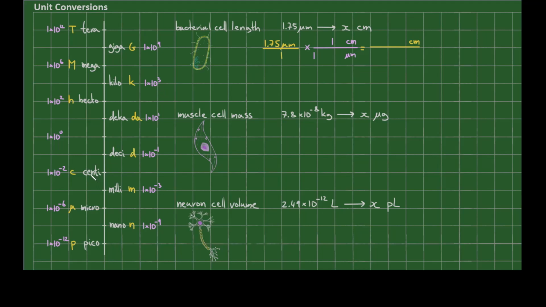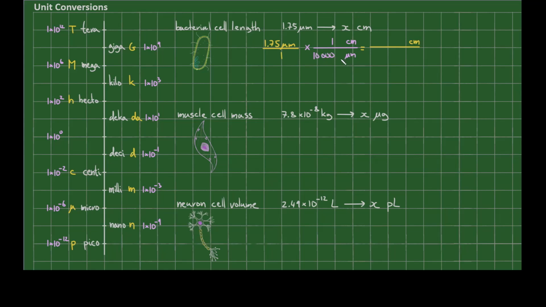Centi has a value of 1 times 10 to the power of negative 2. I'm interested in this negative 2. Micro has a value of 1 times 10 to the power of negative 6. I'm interested in this negative 6. What is the difference between negative 6 and negative 2? Well, it is 4. And that difference tells me how many zeros I will need in my conversion factor. In this case, 4 zeros.